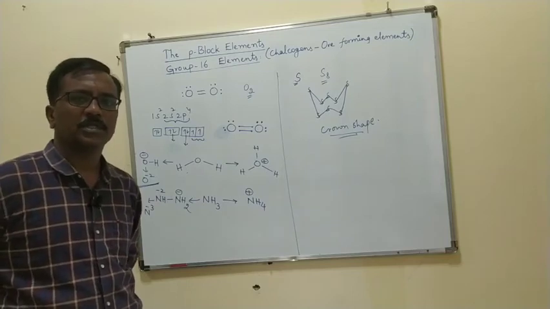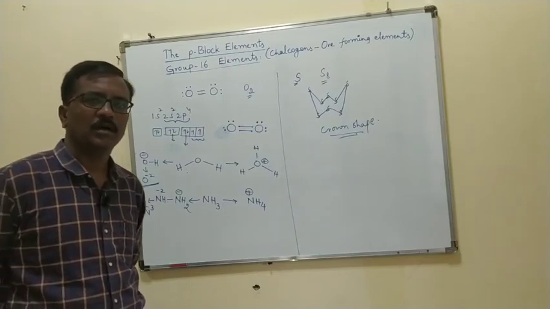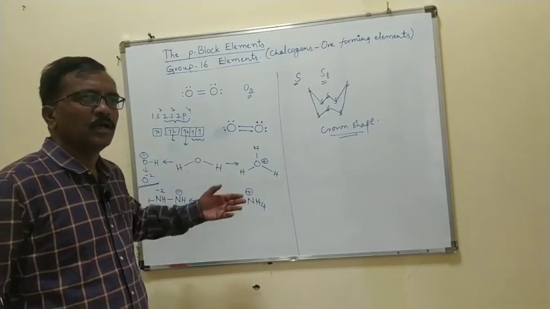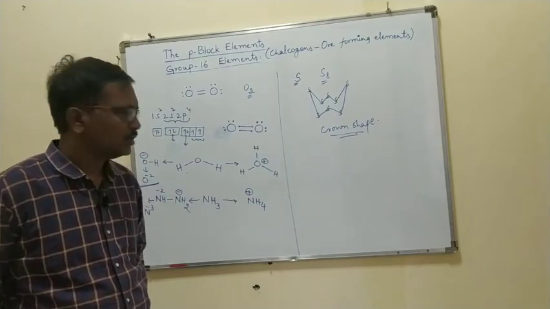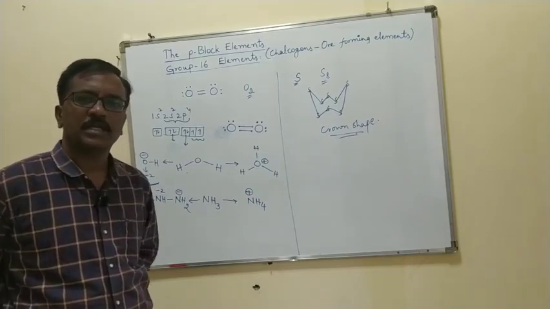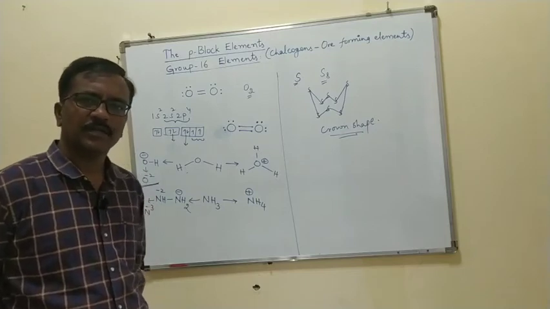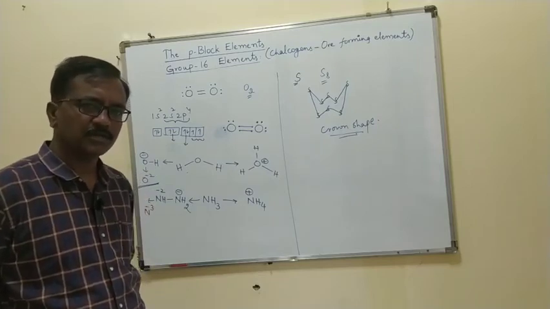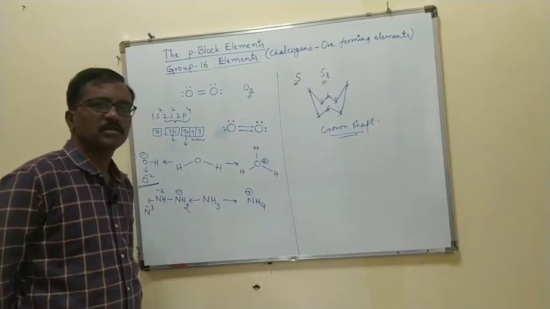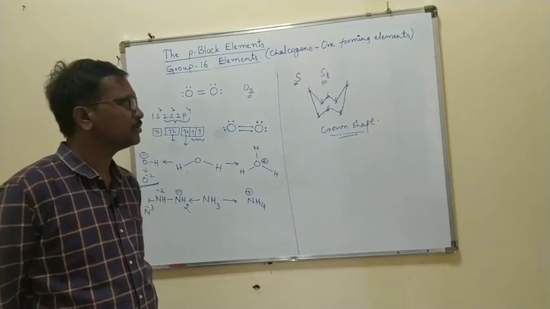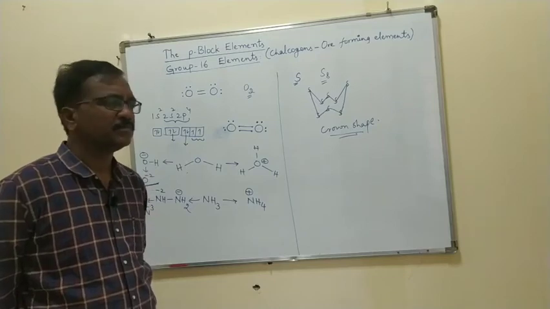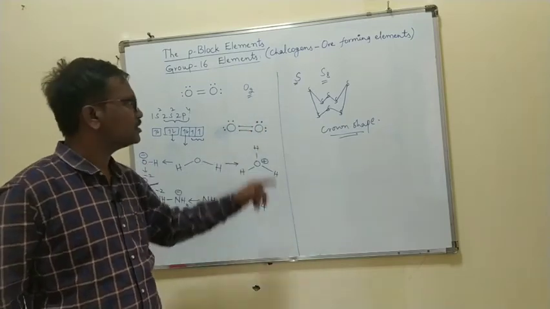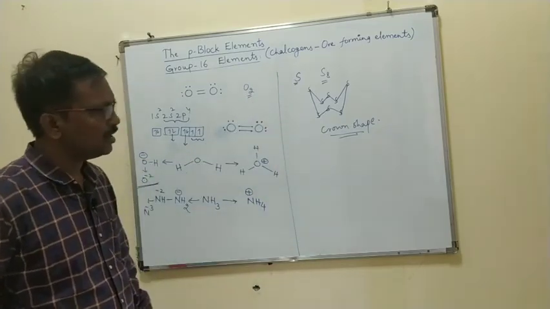Last class we discussed what the group 16 elements are, their general electronic configuration, occurrence, atomic size, ionic radii, electronegativity, electropositivity, metallic character and non-metallic character. Then melting points and boiling points: due to their atomicity, there is a huge difference between the melting and boiling points of sulfur and oxygen. Oxygen is diatomic, sulfur is polyatomic.